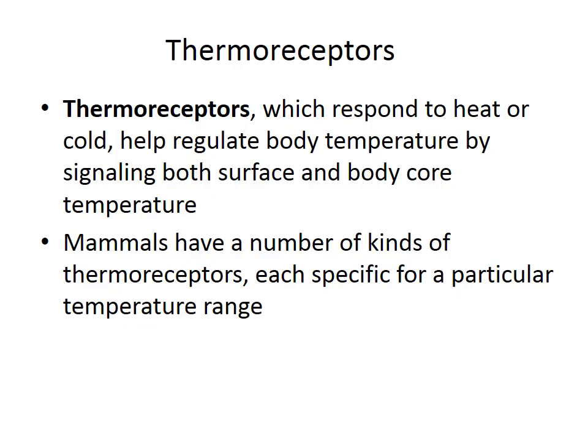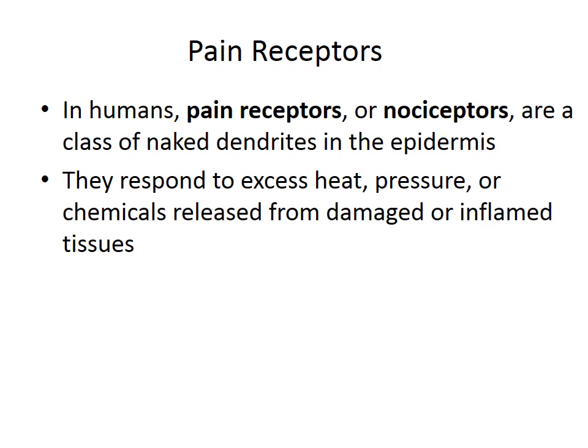Thermoreceptors, which respond to heat or to cold, help regulate body temperature by signaling both surface and body core temperature. So we have a core temperature, and then we have the rest of the body temperature. And we have thermoreceptors which help us maintain our core temperature. If that goes below a certain limit, then there's not much that can be done to save that organism. Mammals have a number of kinds of thermoreceptors, each specific for a particular temperature range. And this is because our enzymes have to work in certain temperatures.